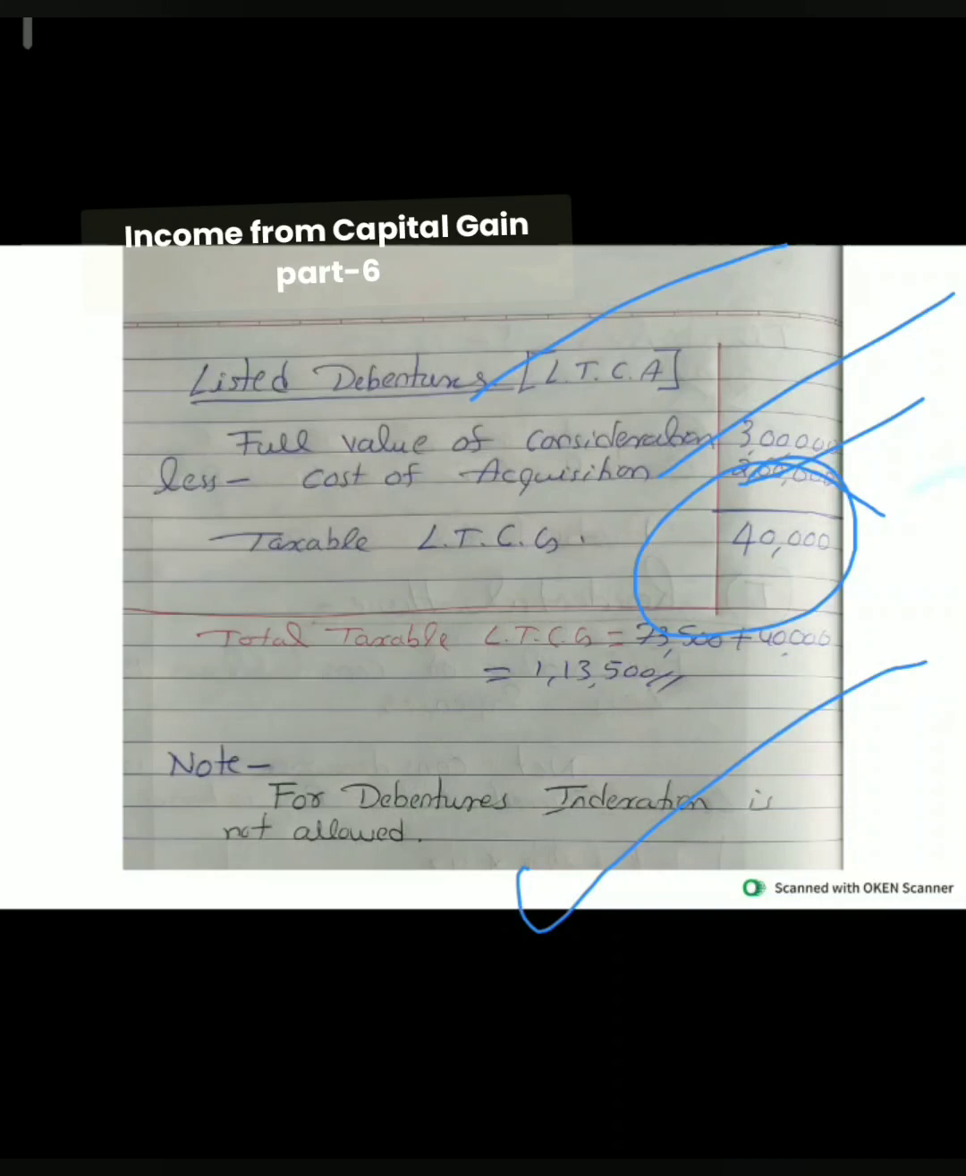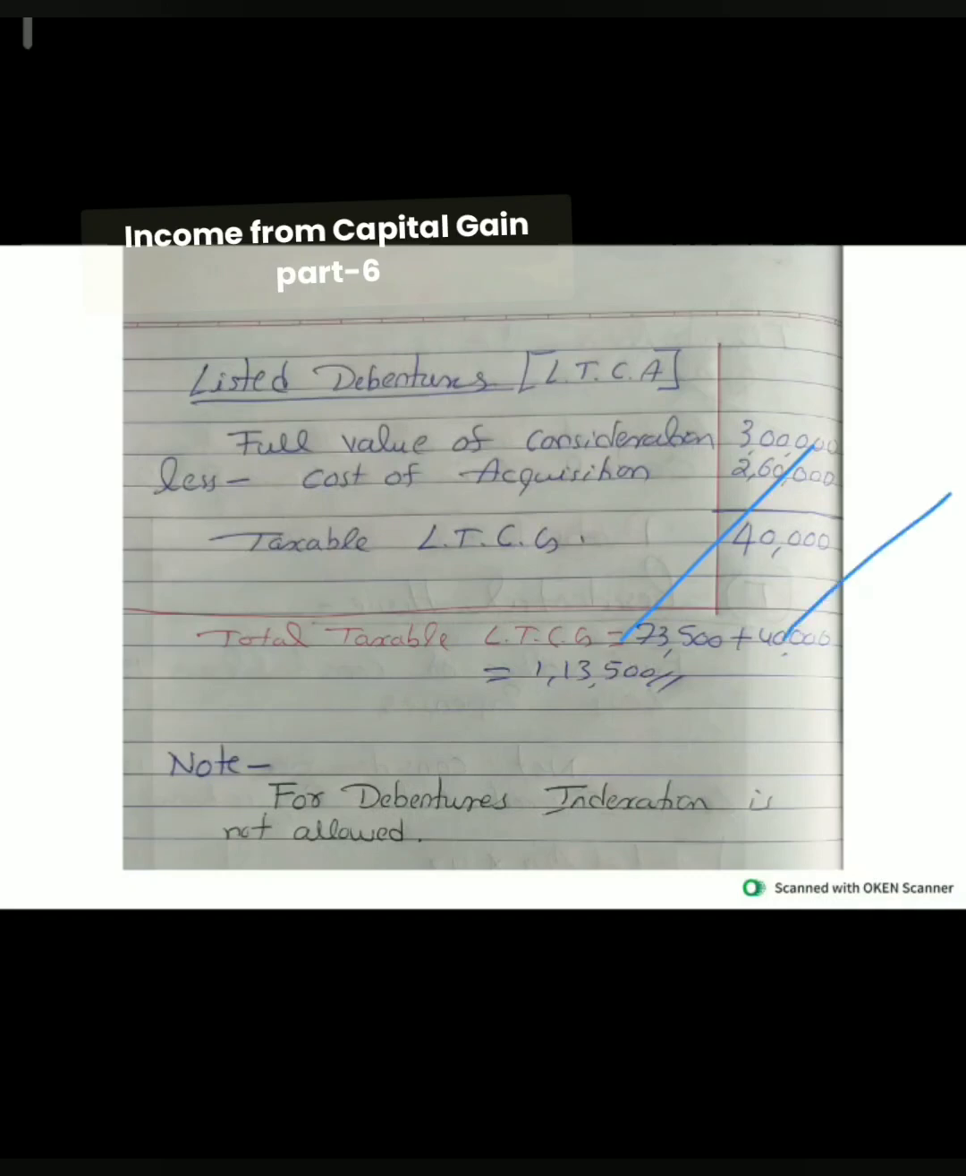Total: in case of the house, the taxable amount is 73,500. In case of the debenture, 40,000. Total 1,13,500.